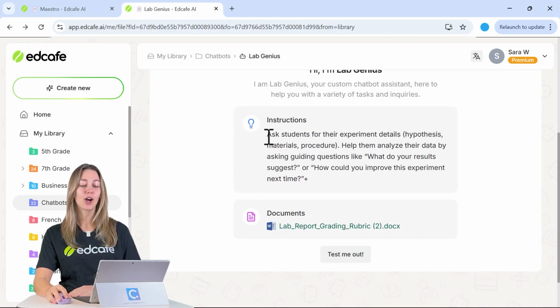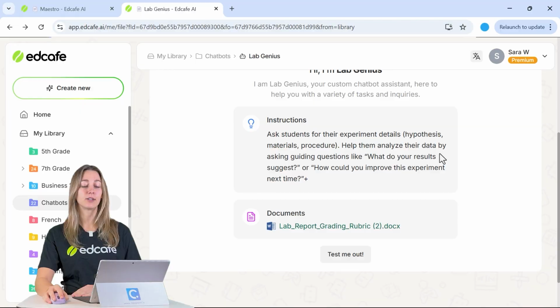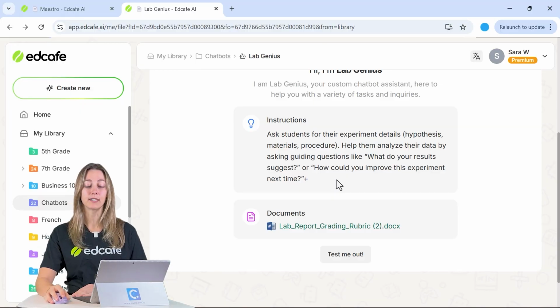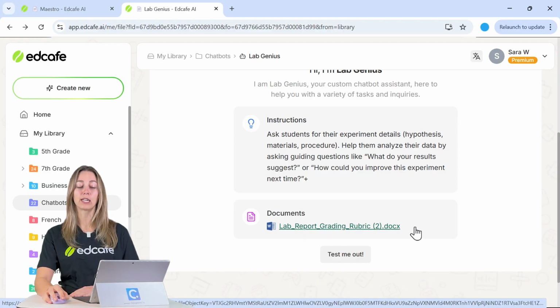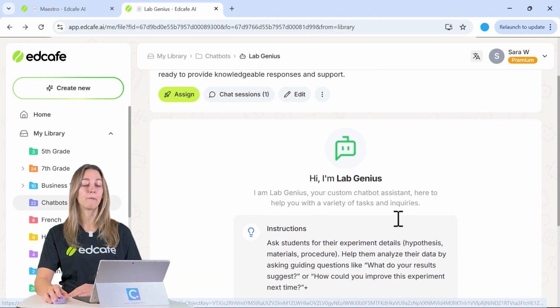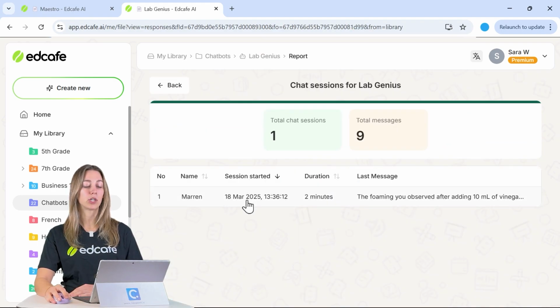So the instructions are to ask students for their experiment details, a hypothesis, materials, a procedure, and help them analyze their data by asking some guiding questions. In addition, we also have imported our lab rubric grading. That way the chatbot knows kind of what the teacher is looking for as well. So let's go ahead and check out our chat sessions.